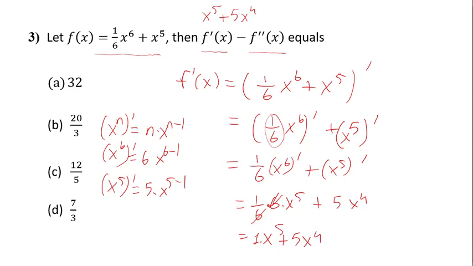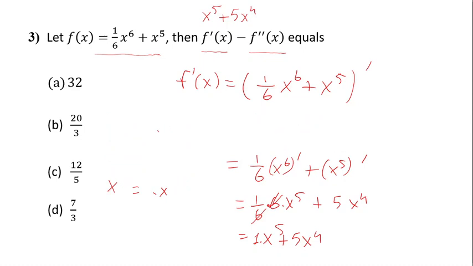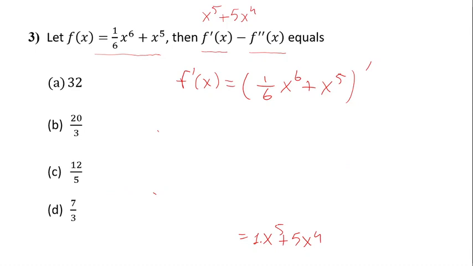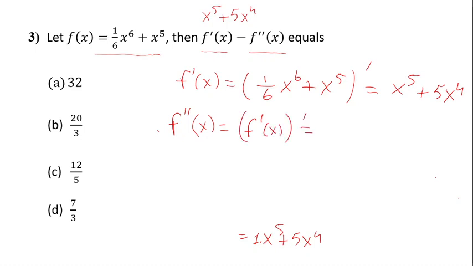Now, let's look at the second derivative. Let's write it again. So f prime is now x to the 5th plus 5x to the 4th. Second derivative means the derivative of the derivative, so you're taking the derivative of the first derivative. So what does this mean? This means the derivative of x to the 5th plus 5x to the 4th.